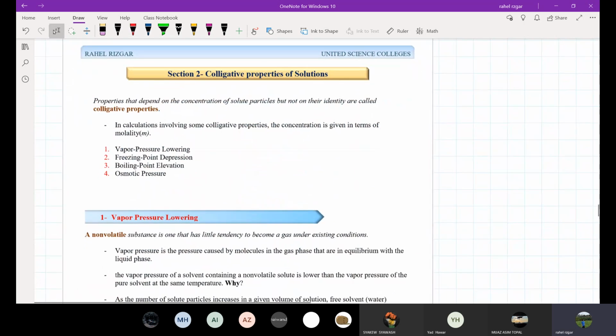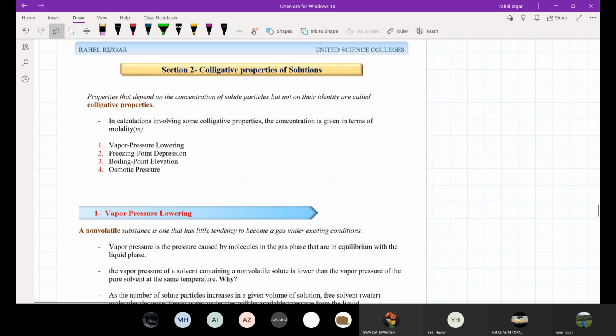Let's continue with section 2. What is section 2? Section 2 talks about properties that depend on the concentration of solid particles. We'll talk about colligative properties. What are colligative properties? Properties that depend on the concentration of solid particles.